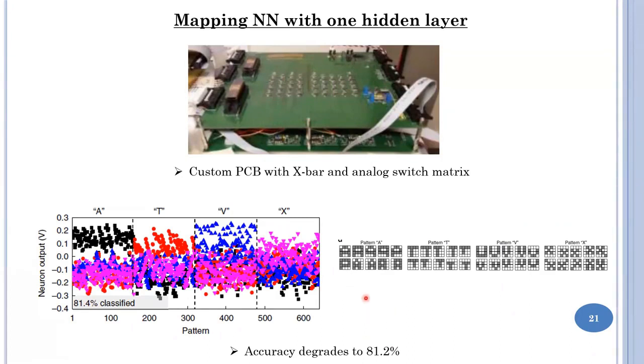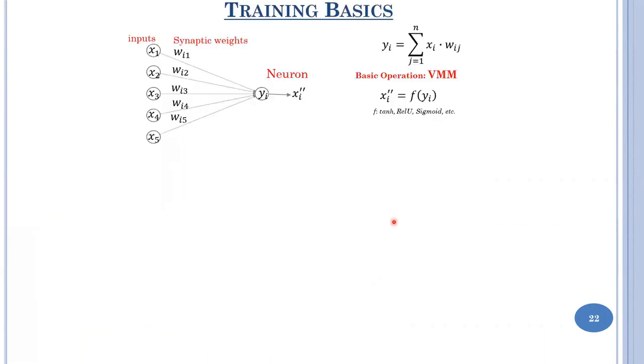And I'll discuss later why is it so. The main reason behind this is the variations. Those variations are not very good even for neuromorphic computing application. However, just because applications like deep neural networks can tolerate some amount of variation, people are still going ahead with this. Now let me talk about training as well.